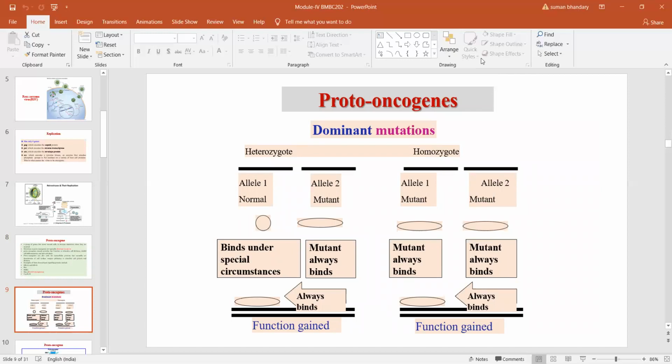If you recall your classical genetics, there are two types of zygote. One is a heterozygote, and the other is a homozygote. Here, the heterozygote has one allele that is mutant. In the case of homozygotes, both the alleles are of mutant type. As it's a dominant type of mutation, in both cases, heterozygote as well as homozygote, there is gain of function. So they always bind with the DNA and the function is gained.